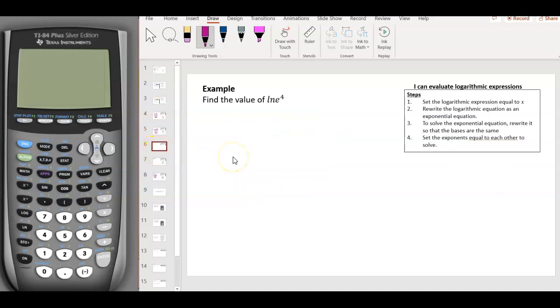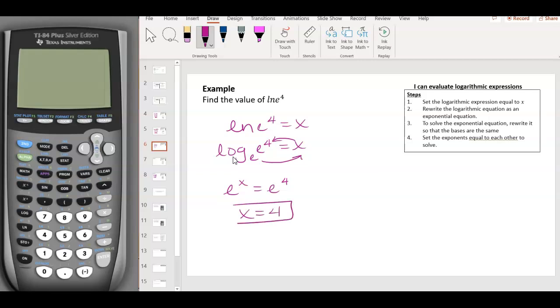Let's suppose we want to find the natural log of e to the fourth. Okay, so we have natural log of e to the fourth equals x. Remember, we can rewrite this as the log base e of e to the fourth equals x. If we rewrite it in exponential form, that's telling us that e to the x equals e to the fourth. Now we can set the two exponents equal to each other, so that tells us that x equals 4.